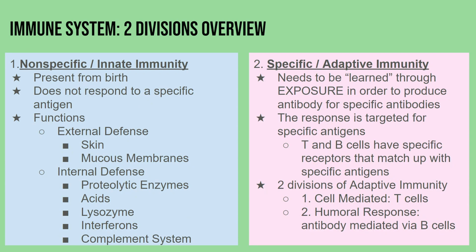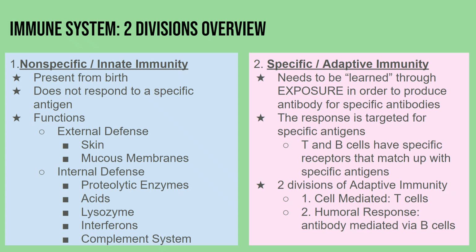Here's just a quick review from last week. There are 2 divisions of the immune system overall: non-specific and specific. Non-specific is present from birth, does not respond to a specific antigen, and involves external and internal defense: the skin, mucous membranes, proteolytic enzymes, acids, lysozyme, interferons, and the complement system. Again, these all respond to any pathogen, nothing specific.